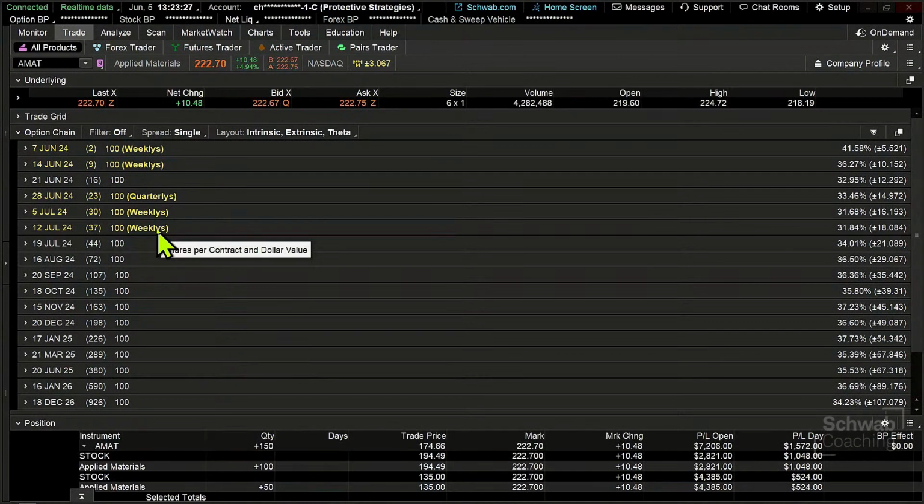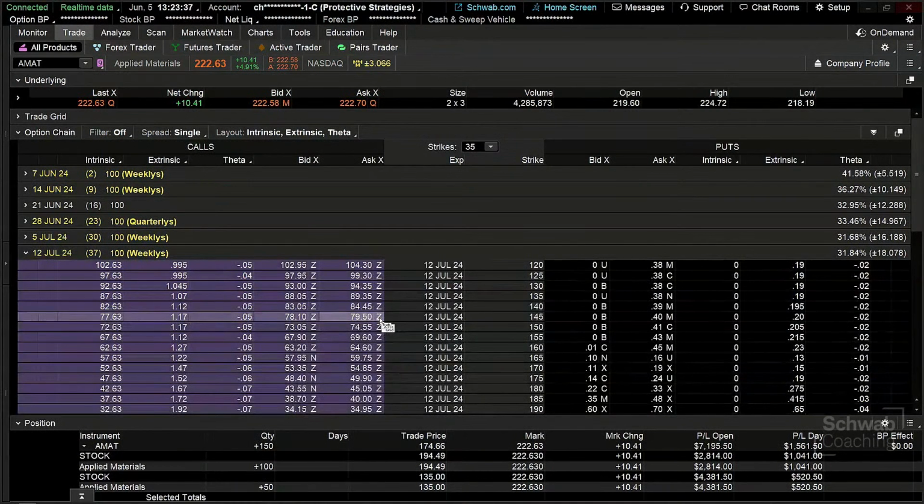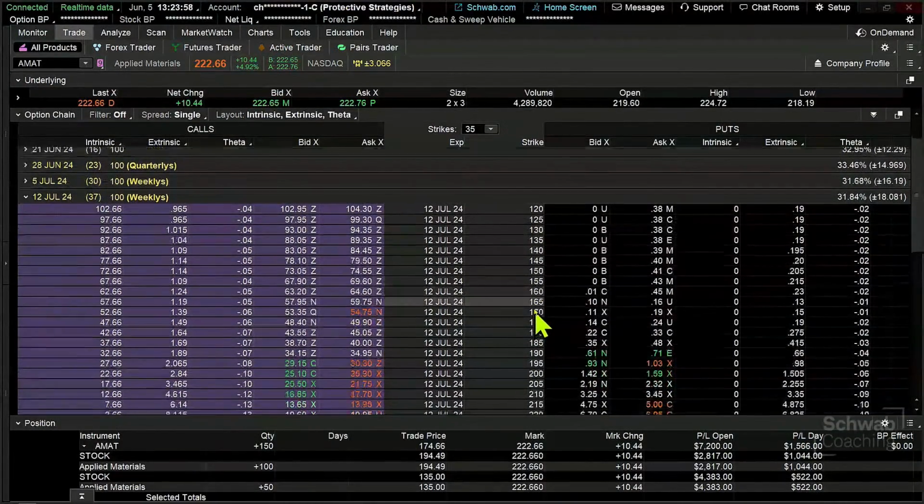Now, it's a weekly option. That simply means that this is an option that expires on a Friday that's not the third Friday of the month. And we're going to open up that expiration, the 12 July expiration. And we're going to keep this protection in place. Theoretically, we could keep it in place all the way to the 12 July expiration. But because we can choose to take this trade off or take this strategy off, it doesn't mean that we have to be in that trade all the way out to the 12th of July.